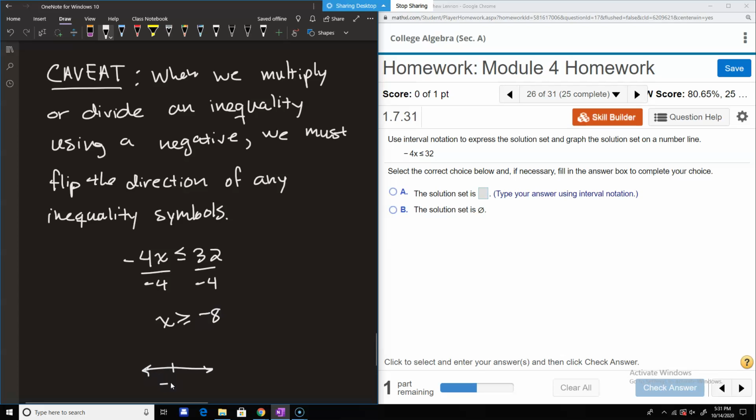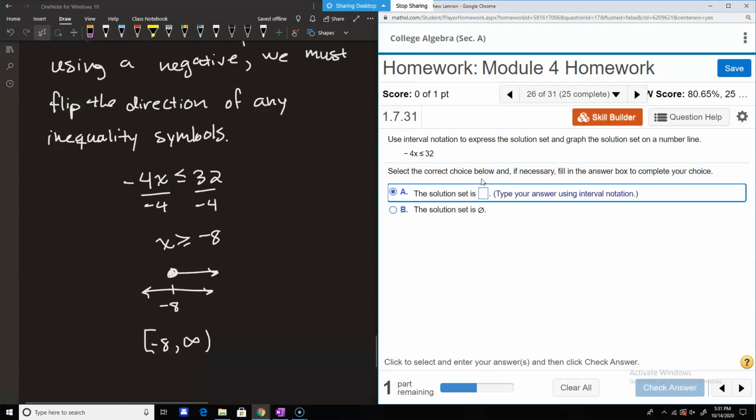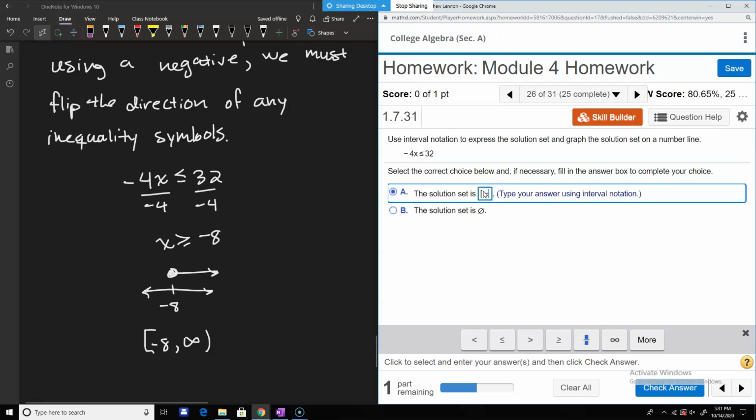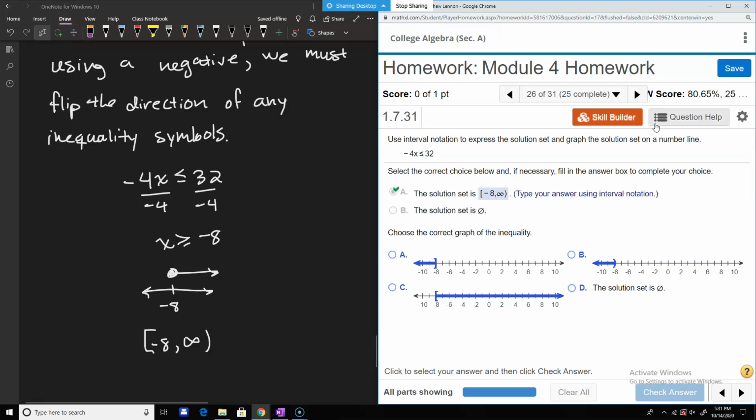And right, we have negative 8. We shade, and we're picking things that are larger. So this is going to be negative 8 up to infinity. Everyone clear on that? Then we have to graph it, so C.